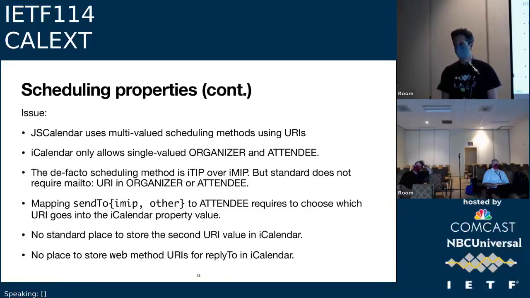Now this brings up the issue that we cannot unambiguously map from the sendTo property or the replyTo property to the organizer or attendee, respectively. And there are a couple of options for how we make this unambiguous that were discussed on the list. Maybe, let's also say that we currently do not have ways to define multiple URIs for an attendee or participant. And the web method at the moment has absolutely no mapping at all. So on the next slide, we'll discuss options.